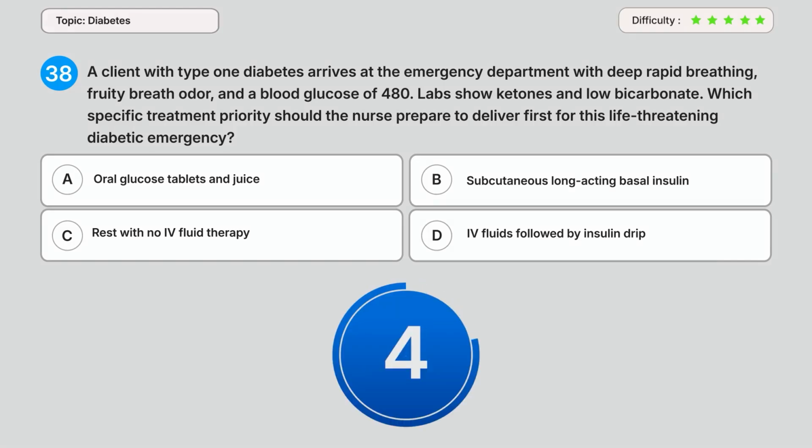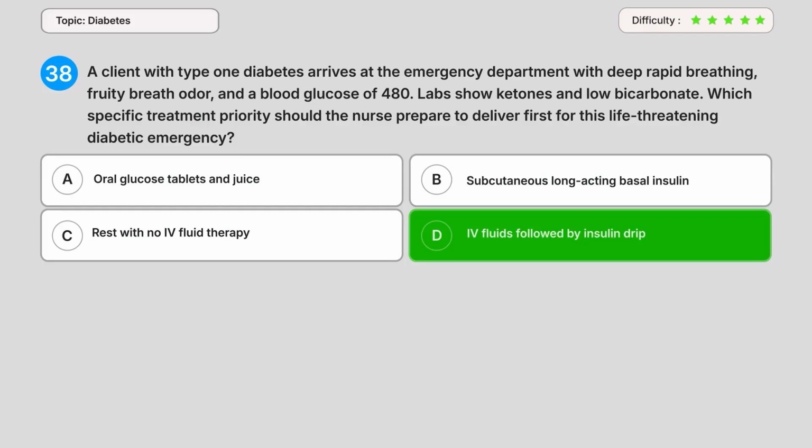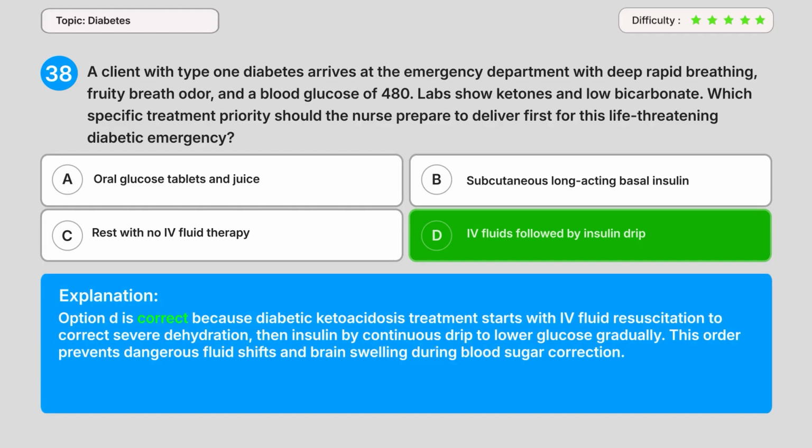Do you know the answer? Correct answer, D. IV fluids followed by insulin drip. Explanation. Option D is correct because diabetic ketoacidosis treatment starts with IV fluid resuscitation to correct severe dehydration, then insulin by continuous drip to lower glucose gradually. This order prevents dangerous fluid shifts and brain swelling during blood sugar correction.